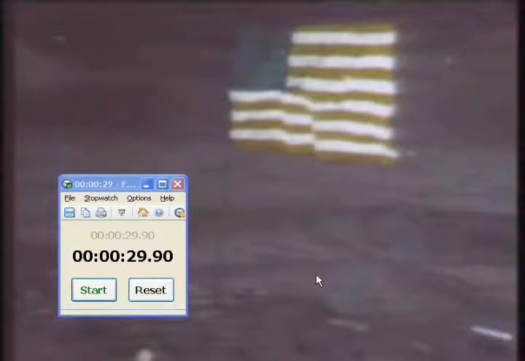So now we're going to head over to Georgia State University, where Dr. Rod Nave has set up a great website explaining the physics of periodic motion. And we're going to find everything we need there to examine the motion of this flag.